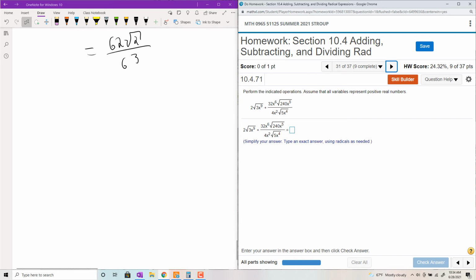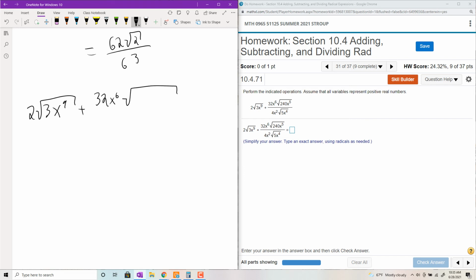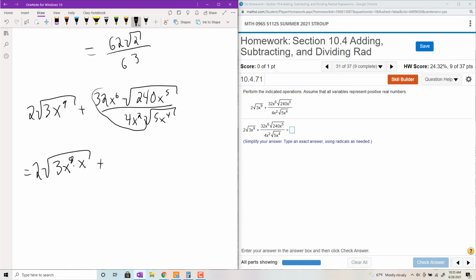Okay, let's try this one. 2 square root 3x to the 9th plus 32x to the 6th square root 240x to the 5th, all over 4x squared times the square root of 5x to the 4th. Okay, simplifying a little bit for the first guy, x to the 8th times x. Plus, okay, I could simplify this part as a fraction. So 32 over 4 is the same as 8. x to the 6 over x squared is x to the 4th.